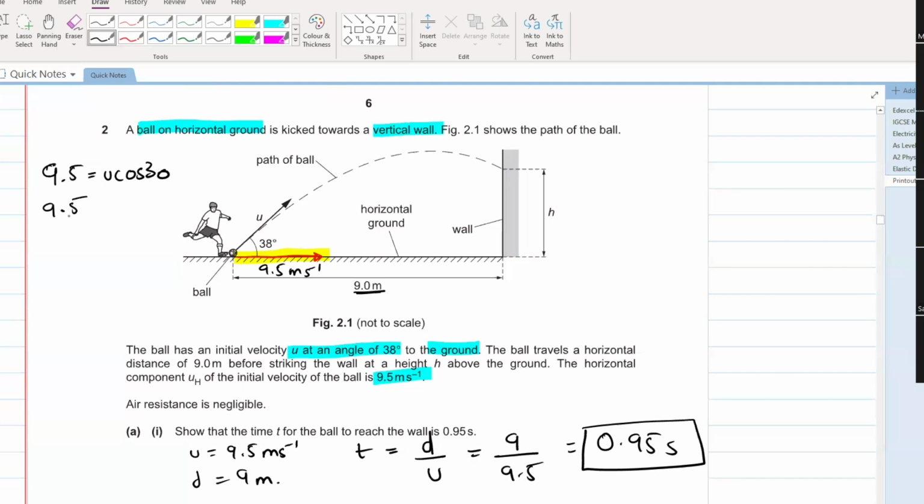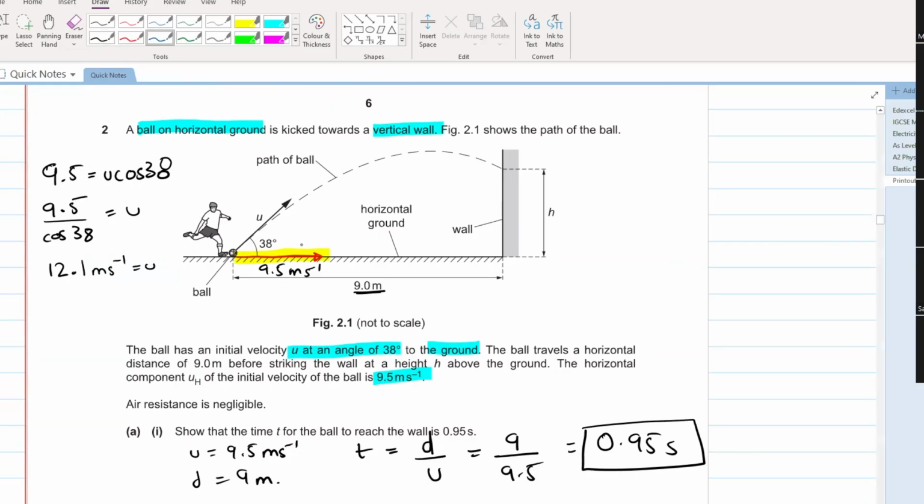Yes, 9.5 divided by cosine 38. This is 38, my bad. What does your value of u come out to be? The value of u comes out to be 12.1 m s^-1.